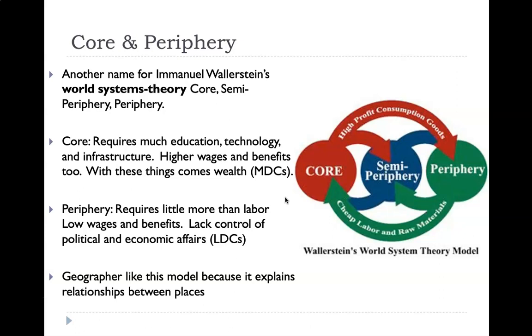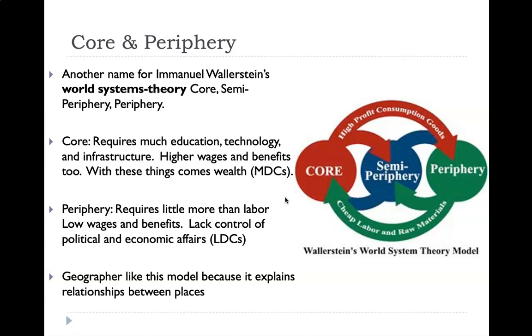So think of the core as MDCs, and you see high profit and consumer goods being sold to the periphery. And then the semi-periphery, think of that as NICs. Sometimes they operate like the core, sometimes they operate like the periphery. The periphery provides the core with cheap labor and raw materials.